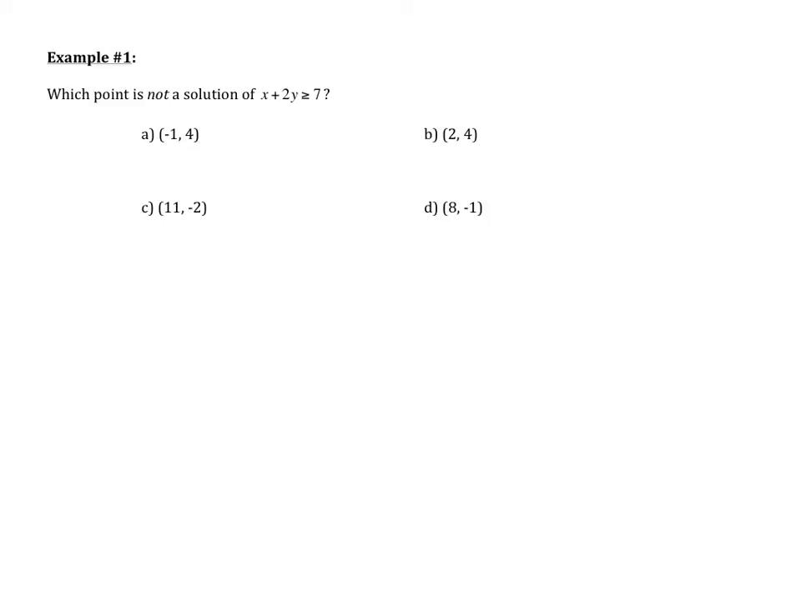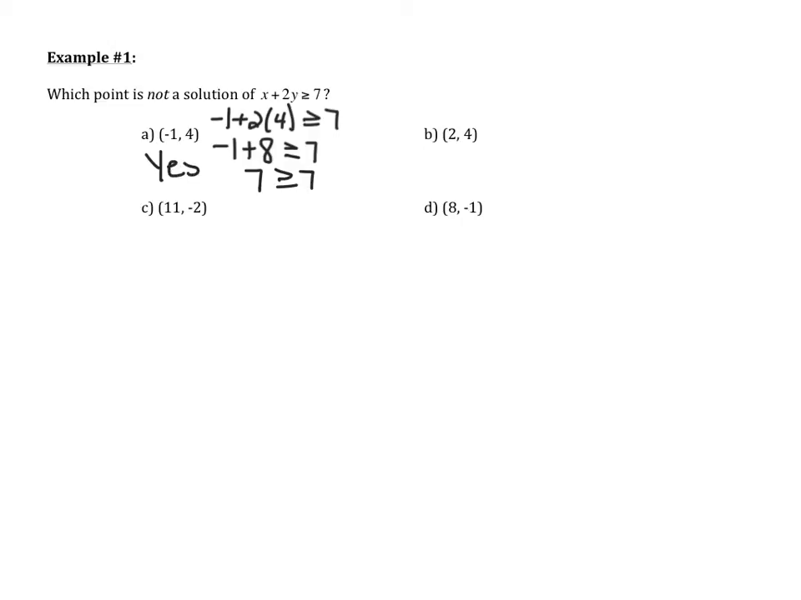So what we're going to do is take each one of these points, substitute the values in for x and y, and see which one does not make this side greater than or equal to 7. So looking at part A, I'm going to put -1 in for x and 4 in for y. So I got -1 plus 2 times 4 is greater than or equal to 7. To simplify, take 2 times 4 first to follow the order of operations. Since 2 times 4 is 8, I ended up with -1 plus 8 is greater than or equal to 7. Since -1 plus 8 is 7, I get 7 is greater than or equal to 7. 7 is equal to 7, so that makes -1, 4 a solution.